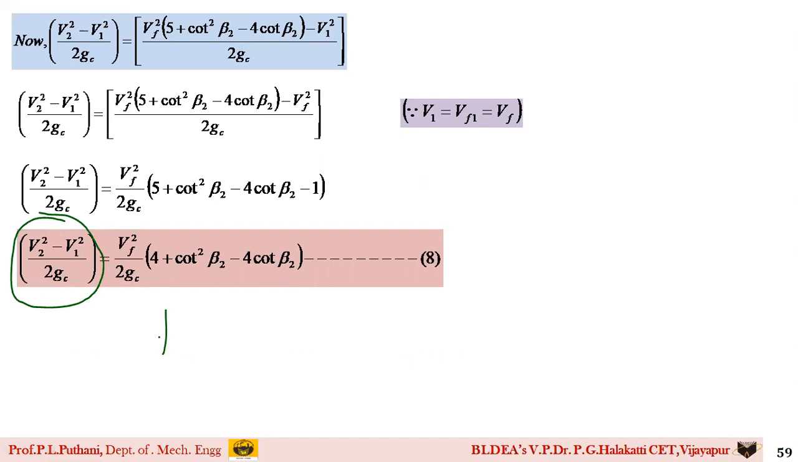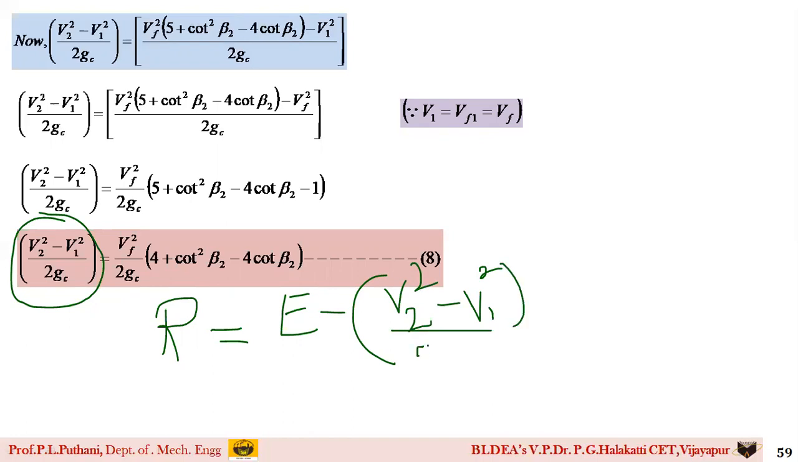Now our degree of reaction equation was R is equal to E minus (v2 square minus v1 square) divided by 2gc, the whole divided by E. Regarding this E, the energy equation we have already derived in the third equation itself. Energy E was written in terms of vf itself, in the form of 2 vf square by gc into 2 minus cot beta 2 by 2. I am going to write that directly here.